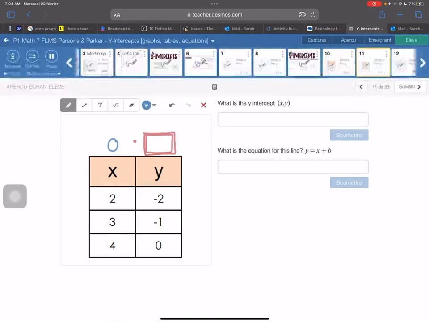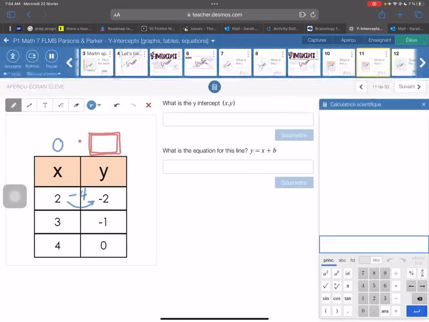So from x to y, to get from 2 to negative 2, I am subtracting 4. And if I'm not sure what that is, I can say 2 minus what is negative 2, or I can say negative 2 minus 2 will give me minus 4. If I'm not sure about the next one, I could say negative 1 minus 3. That gives me negative 4 as well. So all of these should be minus 4.